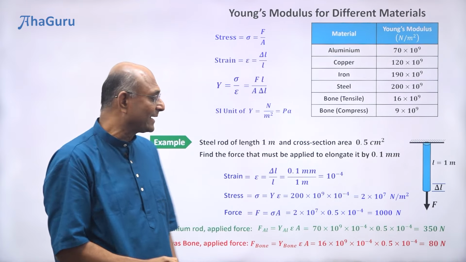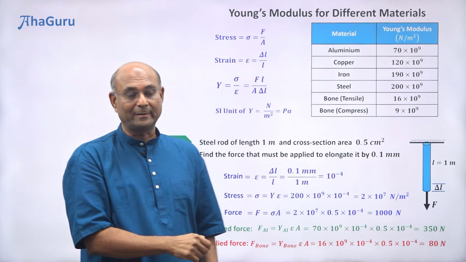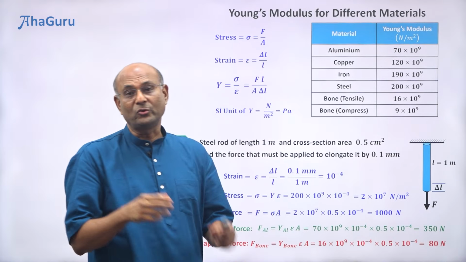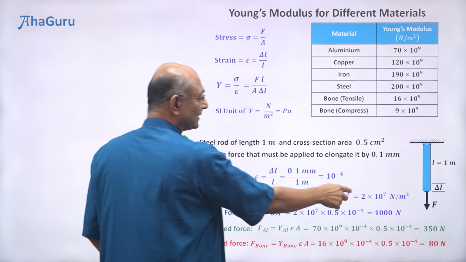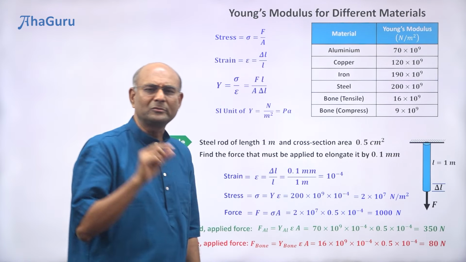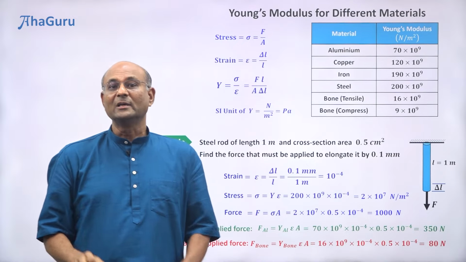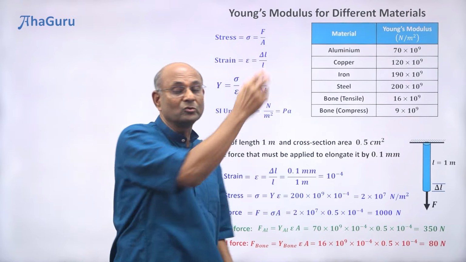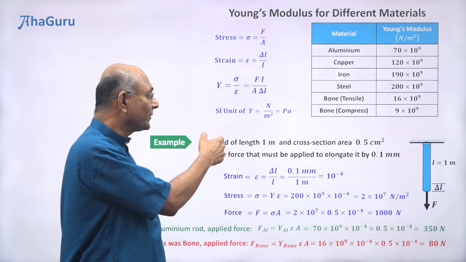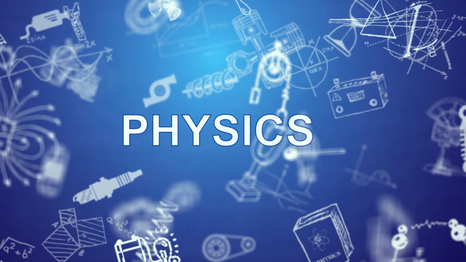Much lesser than both aluminium as well as steel. So you can see that steel has such a huge Y value, and that means it requires a large force to produce a small elongation. So I hope you have understood how to use the Young's modulus values in questions like this.